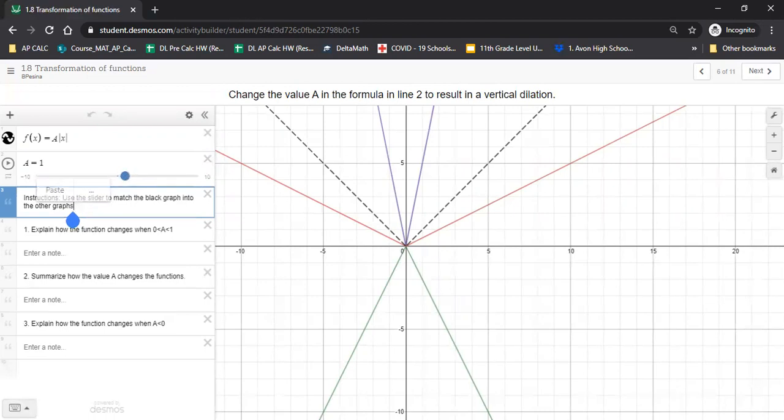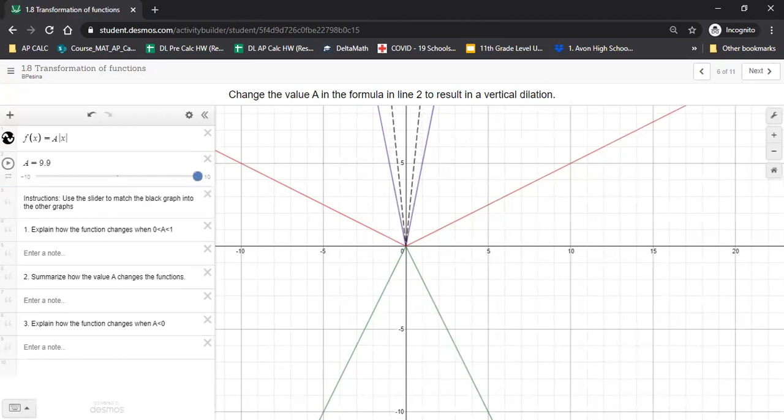Okay, so I'm going to use my slider. As I'm going positive, bigger than 1, I match that purple one. So the closer I get to a larger positive number, it looks like it's getting thinner on the y-axis, right? Another way to say that is that it's getting vertically stretched, right?